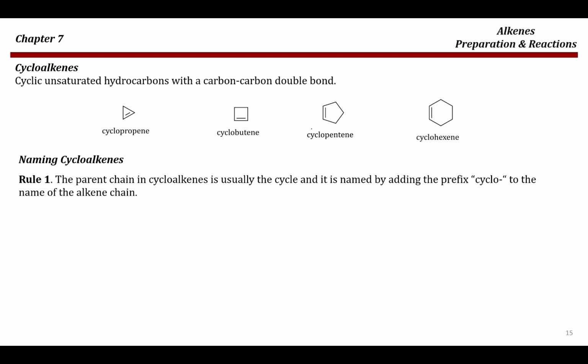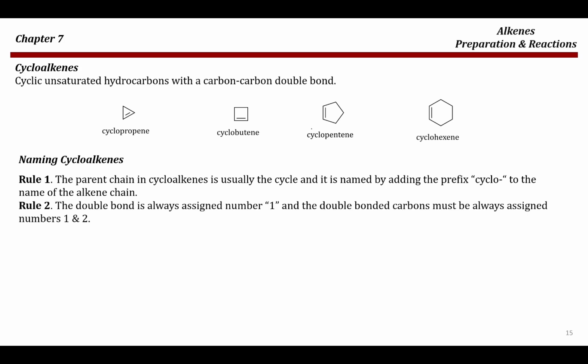In cycloalkenes, the main chain or the parent chain is the cycle, and that's why there is no need to find the longest chain including the carbon-carbon double bond, and it is usually named by adding the prefix cyclo to the name of the alkene chain. The second thing, regarding numbering, is that in cycloalkenes, the double bond is always at position number 1. That's why there is no need to say, let's say, 1-cyclopentene, because it is always at position number 1.